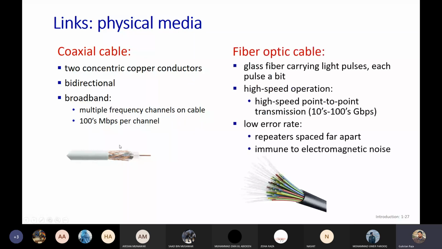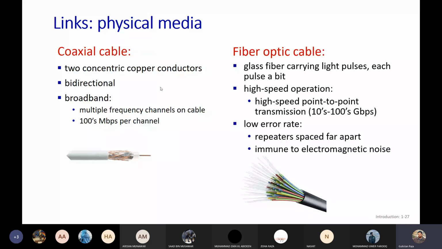And the third category is known as fiber optic cable. This is a glass fiber carrying light pulses. In fiber optics, transmission is done in light pulses. If you compare the speed among these three guided media, fiber optic has the highest speed. It can have point-to-point transmission in hundreds of Gbps, and it has certain properties. It has low error rates. When you have low error rates, repeaters can be spaced far apart.